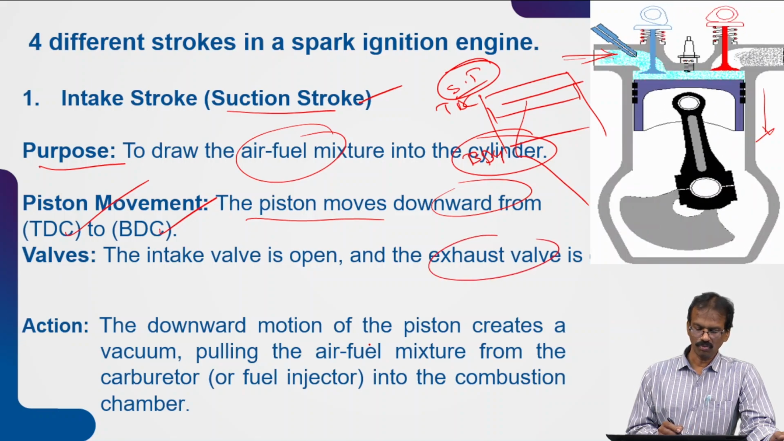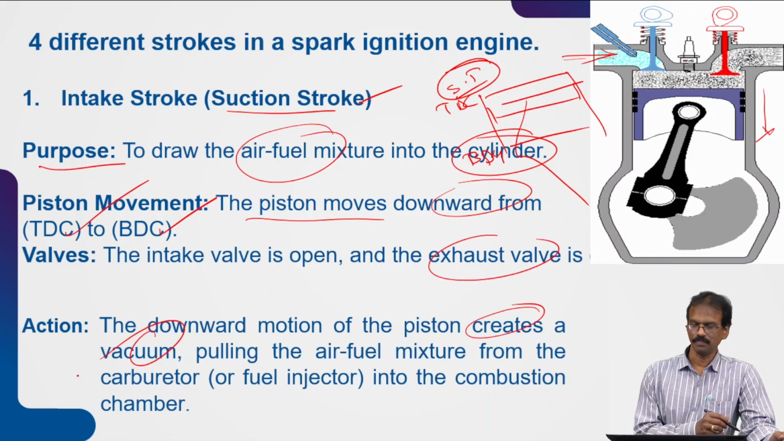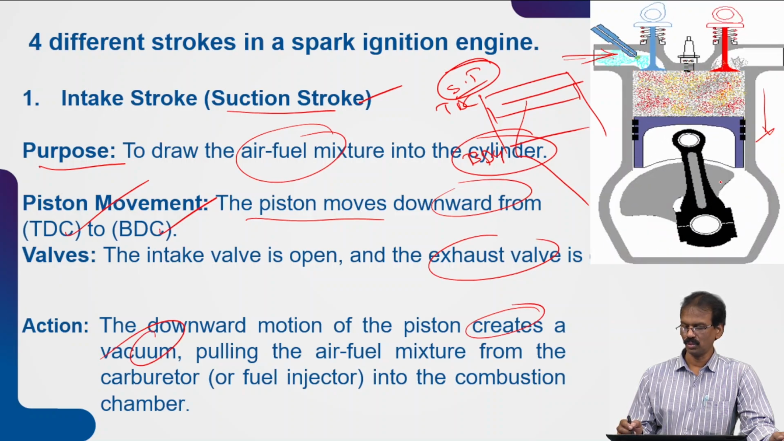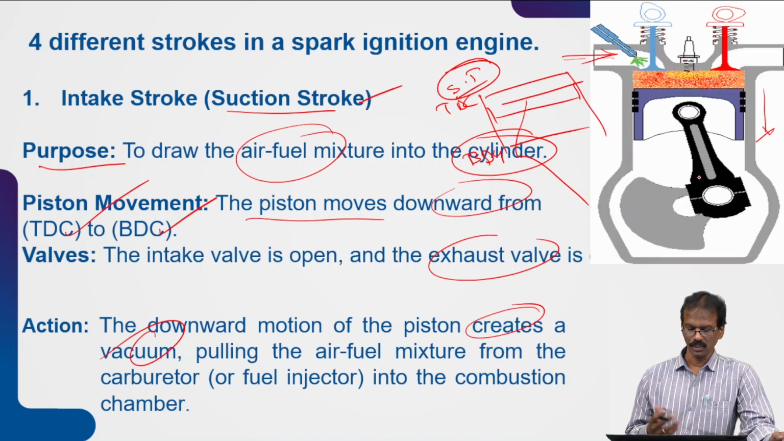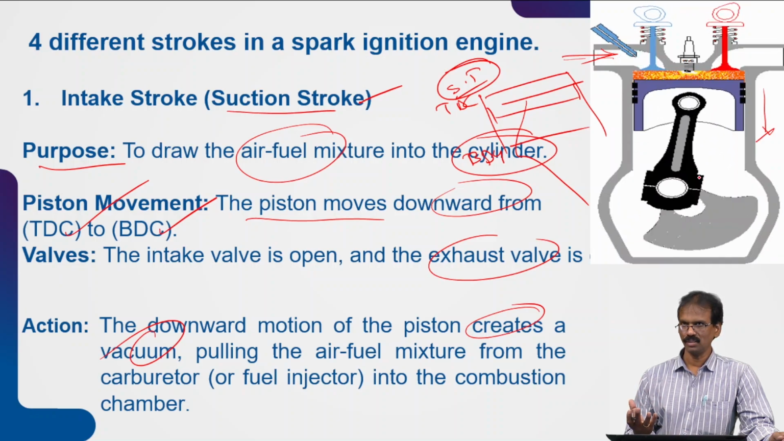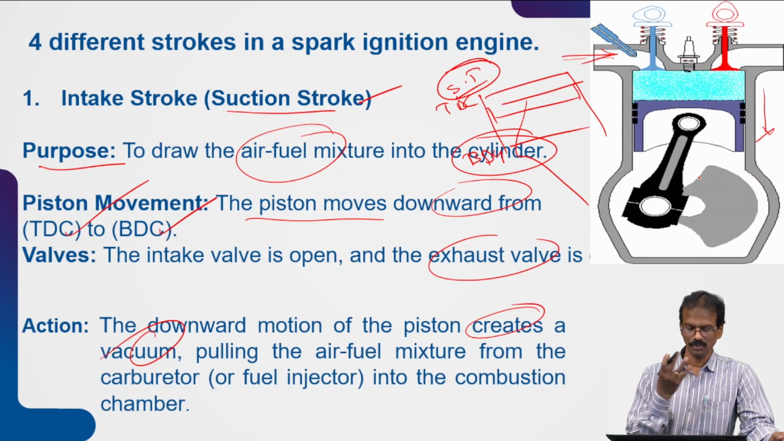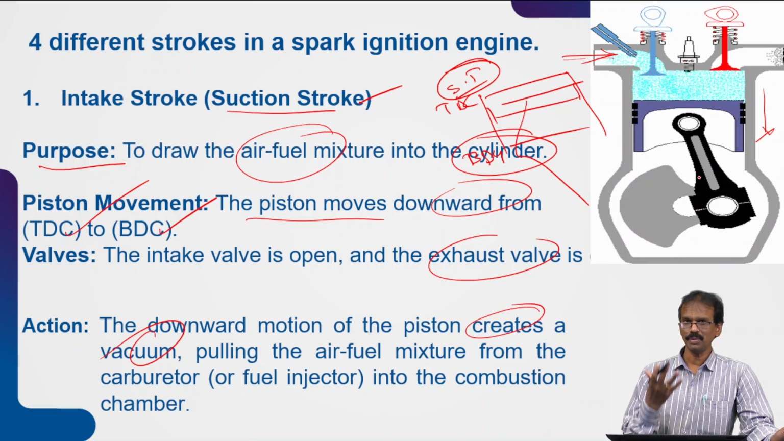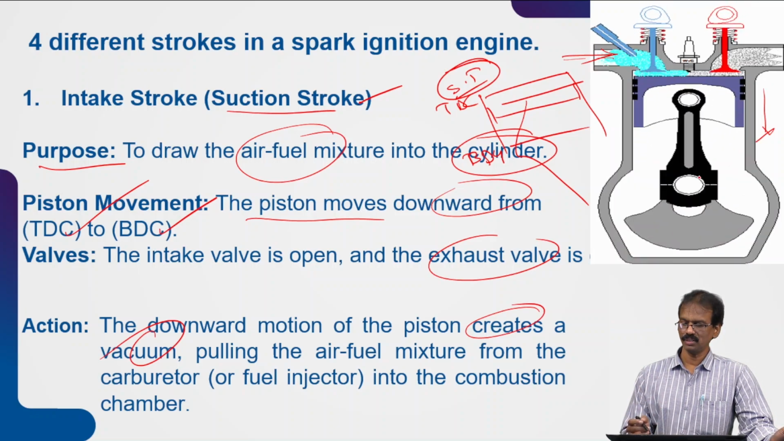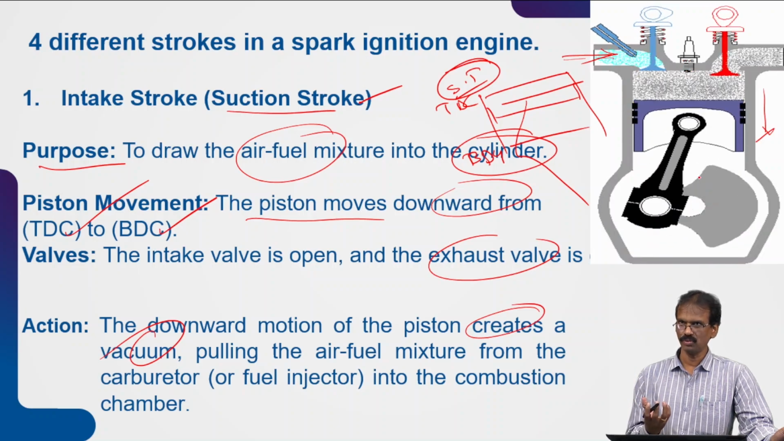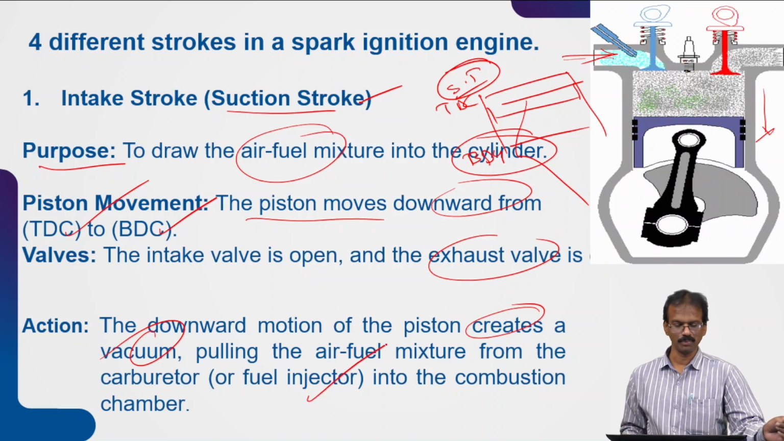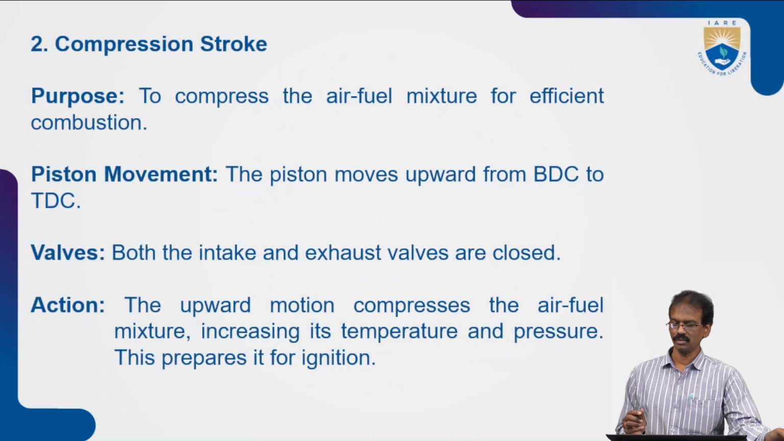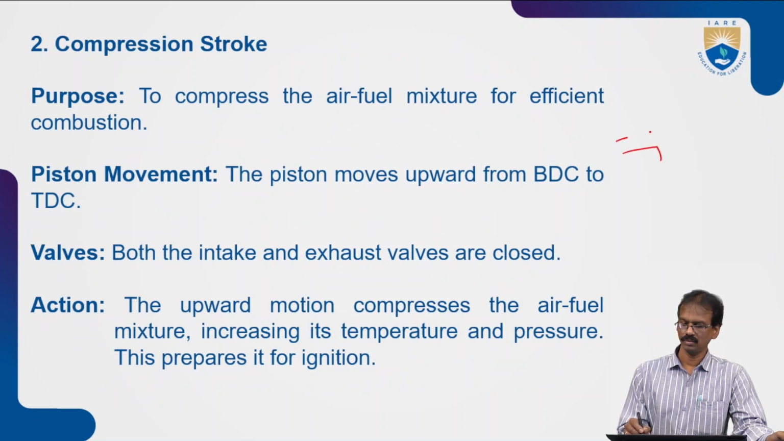The downward motion of the piston creates the vacuum. When it moves from top to bottom, it creates vacuum. Vacuum means the pressure inside the cylinder is less than the atmospheric pressure, so the air fuel mixture automatically comes into the cylinder, or is pulled into the cylinder. That is the main purpose of the suction. The second one is the compression.